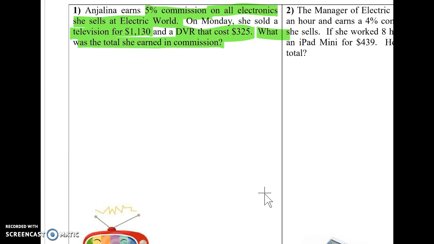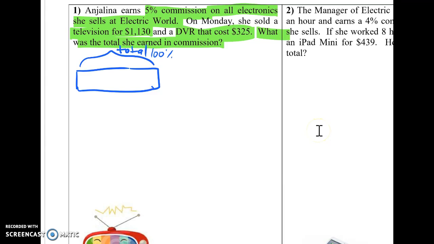All right, so if we were to draw a picture, we start with a box. This represents our total, which is 100%, and 100% is her total sales. Now, you might think that her total is $1,130 or $325, but you have to remember the total sales, so we have to find the sum of those two numbers.